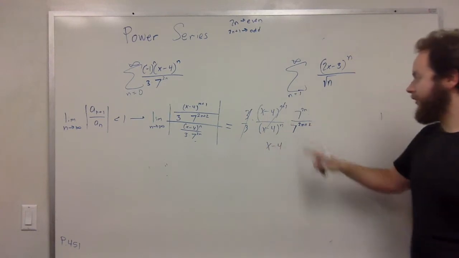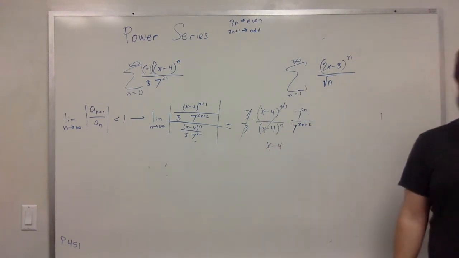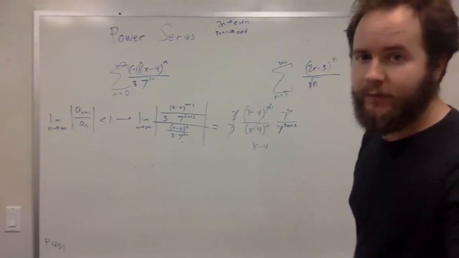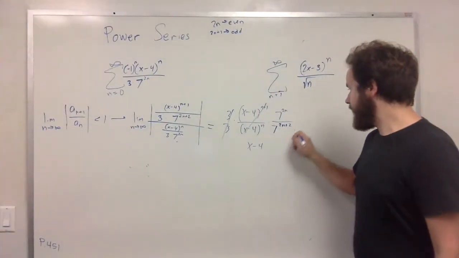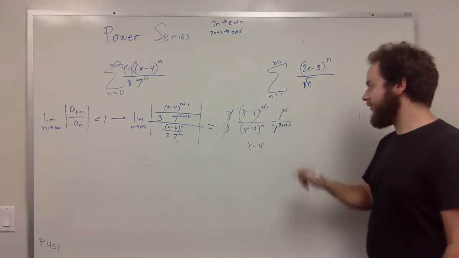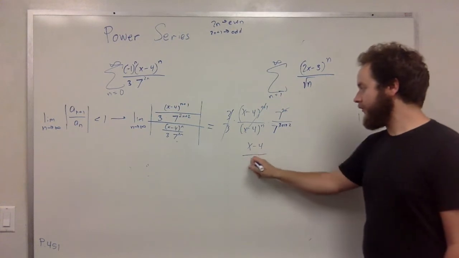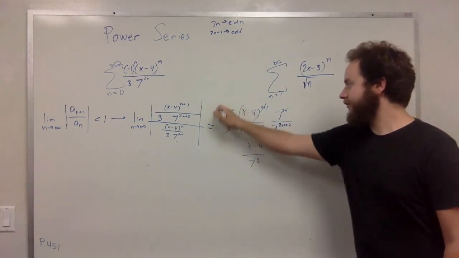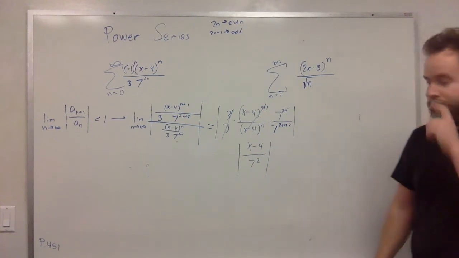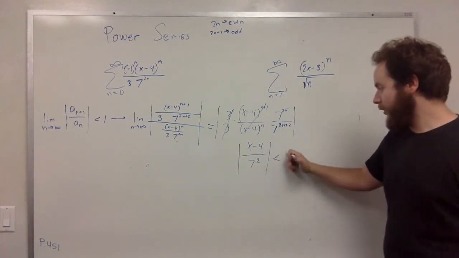And 7 to the 2n divided by 7 to the 2n plus 2, how do those cancel? They cancel in such a way that they leave what behind? 7 squared. 7 squared, exactly. So yeah, all the 7 to the 2n that are here cancel with the 7 to the 2n that are here, leaving us with 7 squared. So all over 7 squared. Don't forget, this is all still tucked on the inside of some absolute value. And we want this to be less than 1 in absolute value.